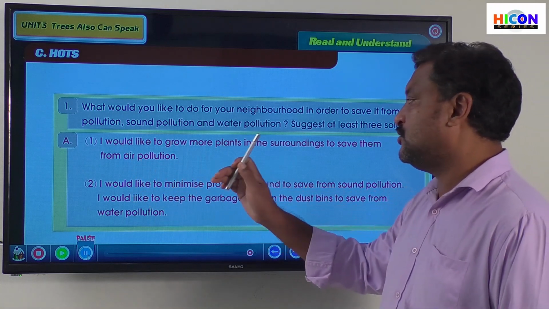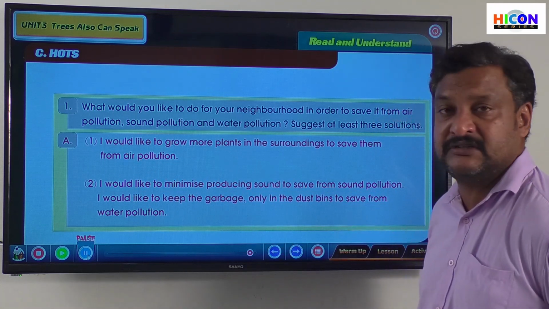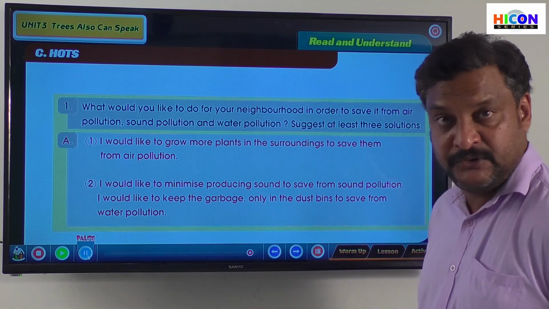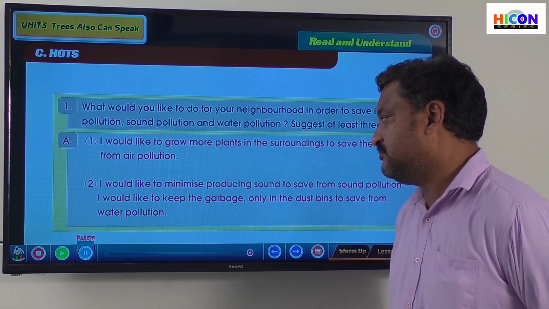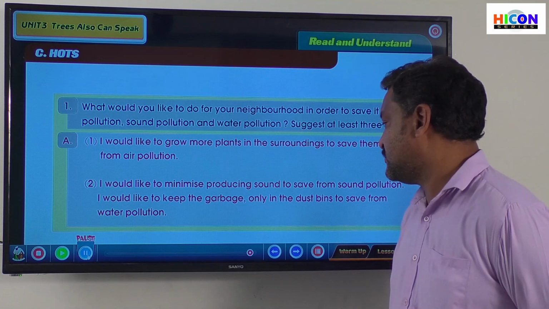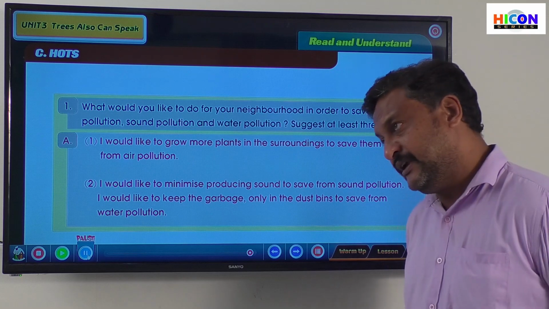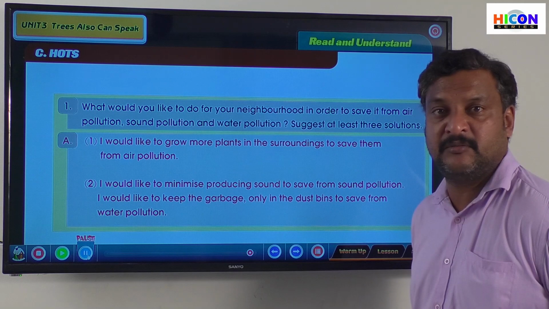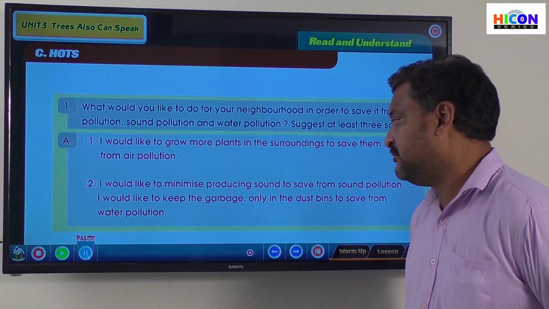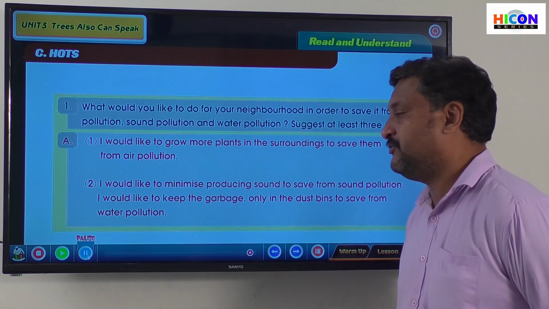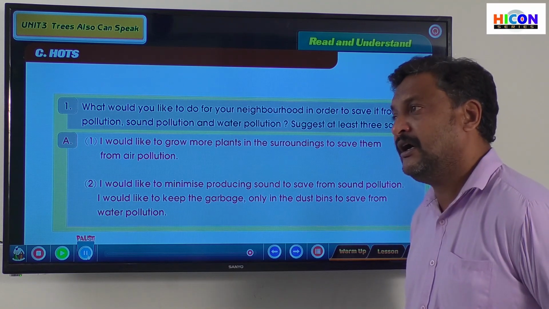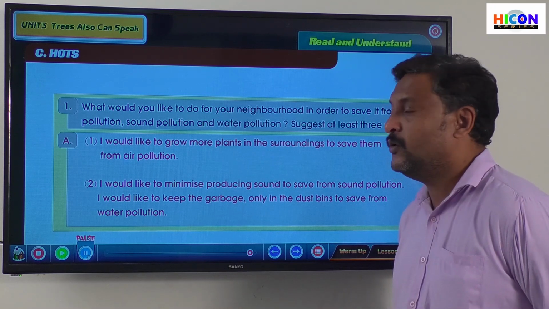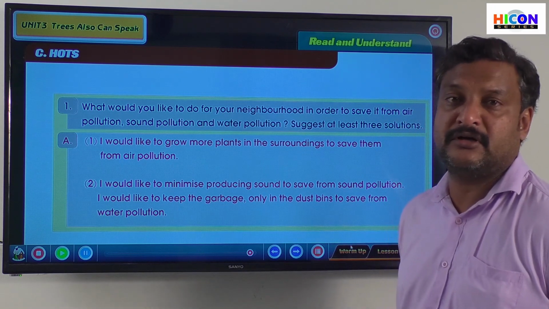I would like to grow more plants in the surroundings to save the earth from air pollution. It can also make the environment, the neighborhood, beautiful as well. Second, I would like to minimize producing sound so as to save it from the sound pollution. If we reduce the amount of sound that we make, obviously, sound pollution can be brought under control. I would like to keep the garbage only in the dustbins to save from water pollution. If we keep the garbage in the garbage bin instead of throwing it here and there, definitely water pollution also can be brought under control.